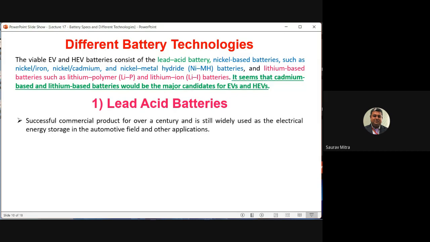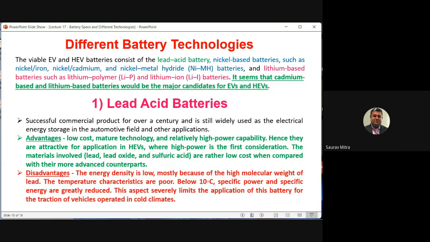So first they are saying lead acid battery, a successful commercial product. It was very widely accepted, and it was very widely used. But when the lithium ion battery came to the market, the days of lead acid batteries were gone. So a question that can be asked from here, if you can write, is the advantages and disadvantages of lead acid battery. Lead acid battery means we are using PbSO4 and other things. Previously, I gave you the reaction of the lead acid battery on the previous day.